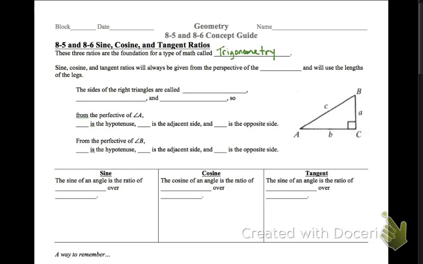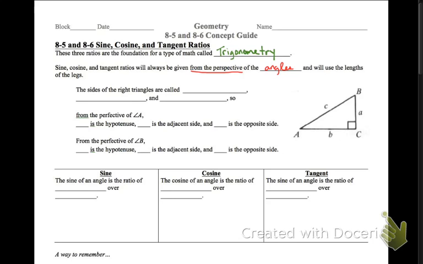Hope you're not annoyed. All right, so sine, cosine, and tangent are these foundational building blocks of trigonometry, and that's what this section is all about. It has to do with right triangles. Trigonometry is not all about right triangles, but our version of it is. Sine, cosine, and tangent are ratios, and they will be given from the perspective of the angles. That part is really, really important. And the ratios will be from the perspective of the angles using the lengths of the legs.